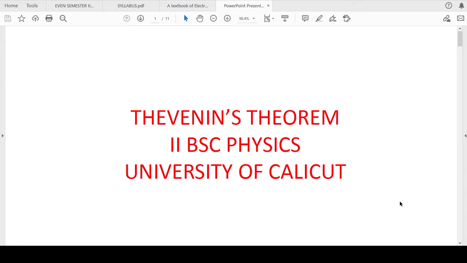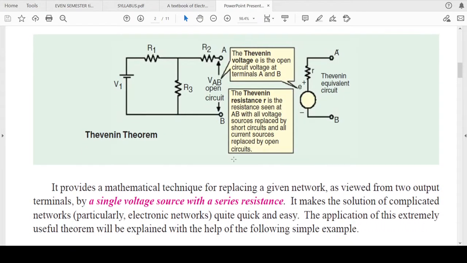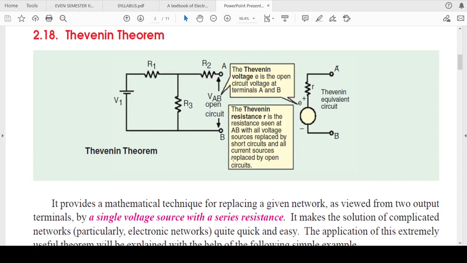Today we shall discuss Thevenin's theorem. So come to the first slide. So what is Thevenin's theorem? It is basically a mathematical technique for replacing a given network as viewed from two output terminals by a single voltage source with a series resistance.